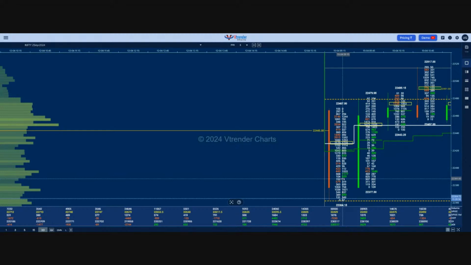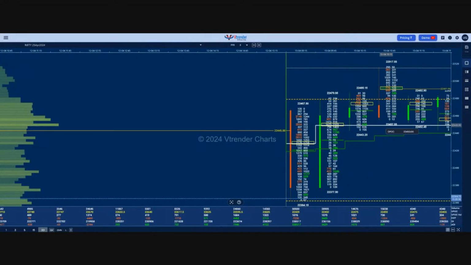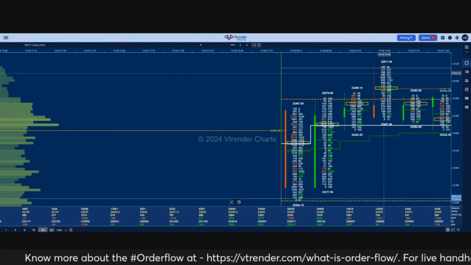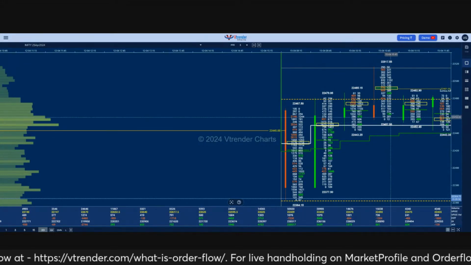And when we made that high of 22457 in the D period, you can see the COT is also in red. So this was the RS bar. 22492 was the RS bar.